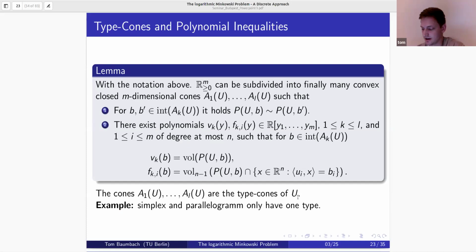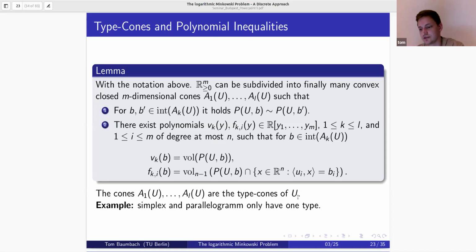So the non-negative right-hand sides can be subdivided into finitely many convex closed m-dimensional cones, such that the first condition is: if we look into the interior of these cones, the two polytopes with right-hand sides B and B prime are normally equivalent.